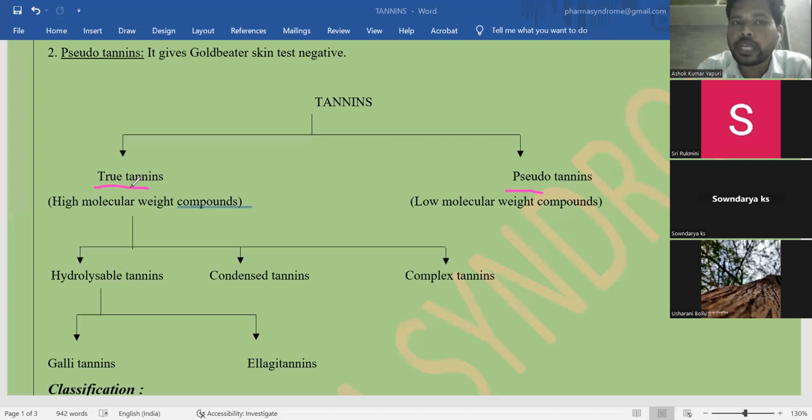And again, these true tannins are high molecular weight compounds. They can be easily hydrolyzed in the presence of acid or enzymes. Condensed tannins and the complex tannins. The hydrolyzable tannins generally contain gallic acid tannins as well as ellagic acid tannins.